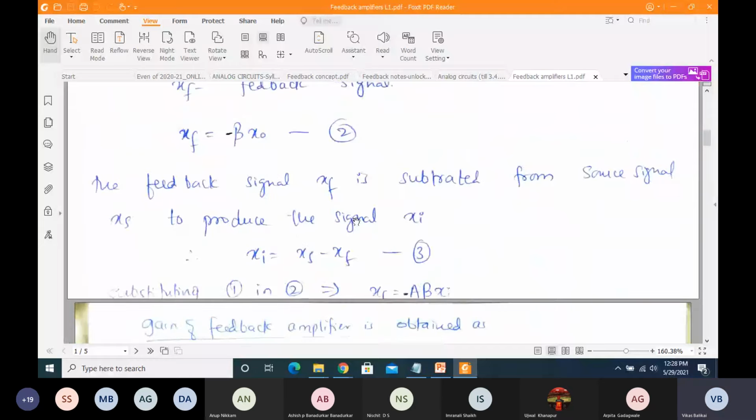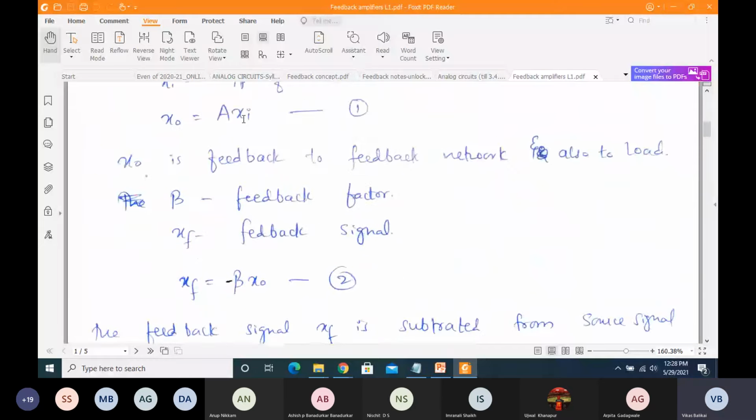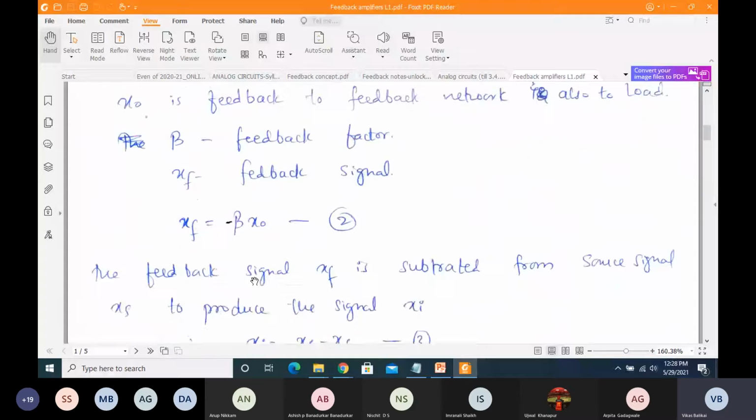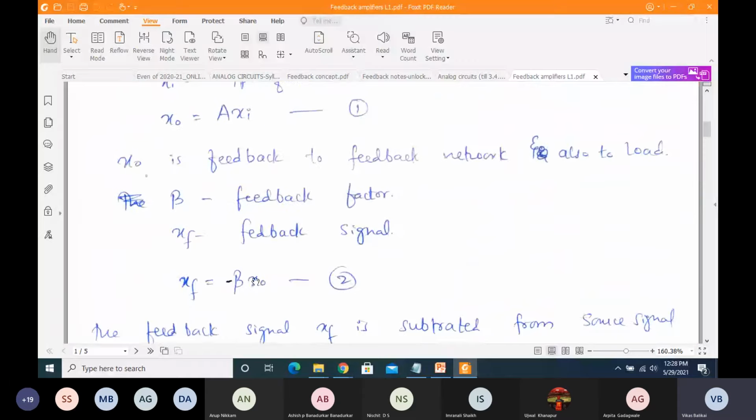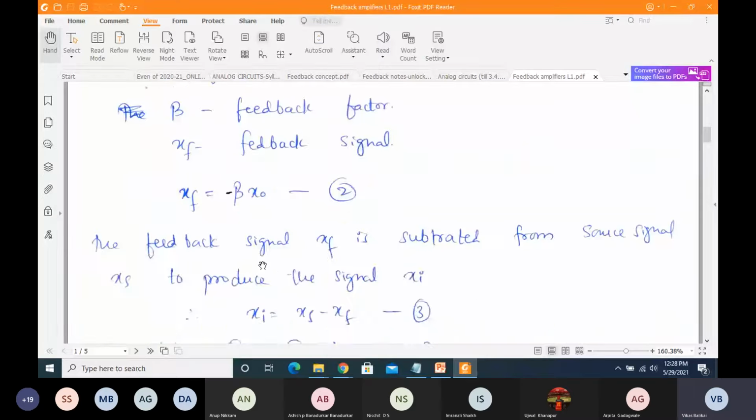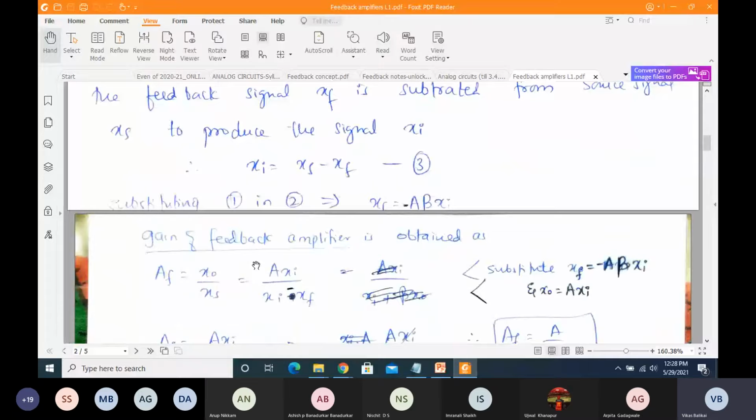Now, if I substitute equation number 1, which is XO equal to A into XI, in equation number 2, that is going to give me XF as minus beta times A into XI. So basically, my feedback signal is represented by minus beta A into XI. That's what I have written over here.